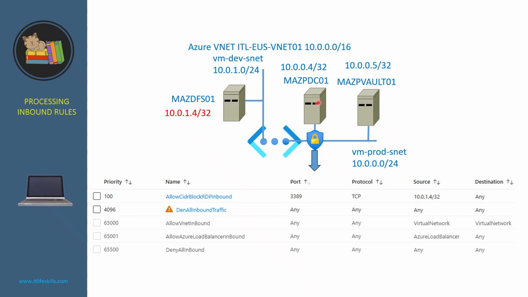And because the NSG rule is stateful, the return traffic from MAZ-PDC01 back to the file server is also allowed. And because the traffic matches the first rule and is allowed, NSG does not process any other rules below that first rule.